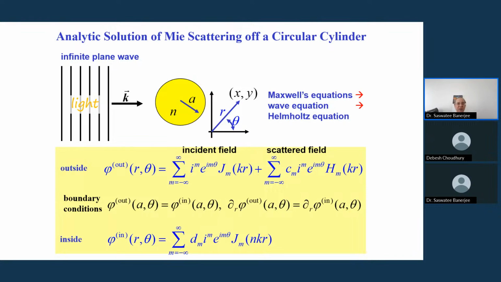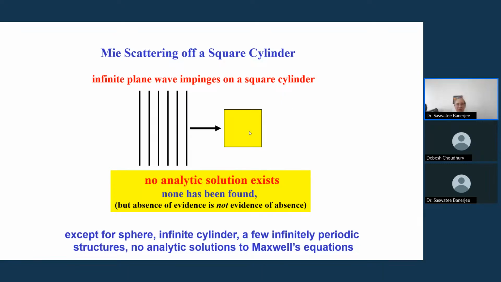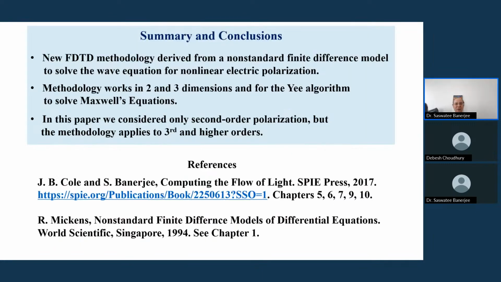And in closing, I just want to make one final remark. There are really very few problems that you can solve analytically. So here's a circular cylinder. We have a very messy analytical solution in terms of an infinite series of Bessel functions and Hankel functions. Here, a square cylinder. So you would have many structures that have no analytical solution. And even such a simple thing as an infinite square cylinder has no analytical solution. So these are some references that you can look up.